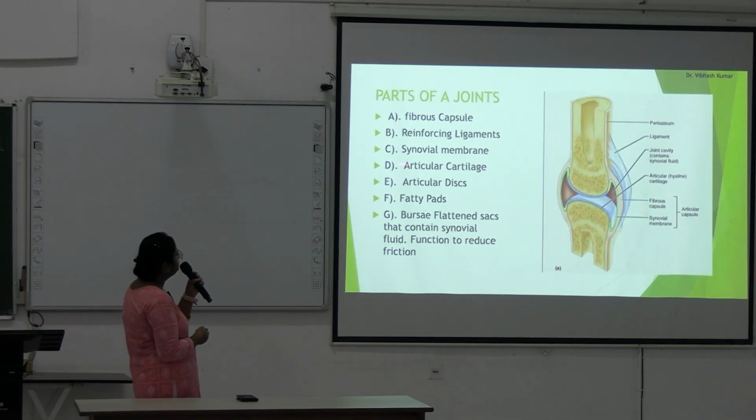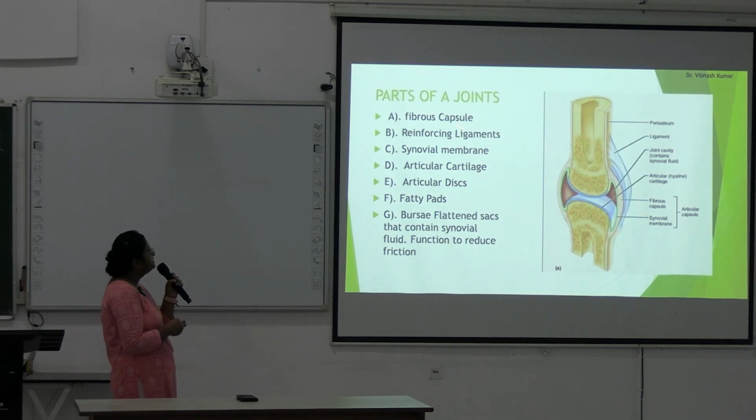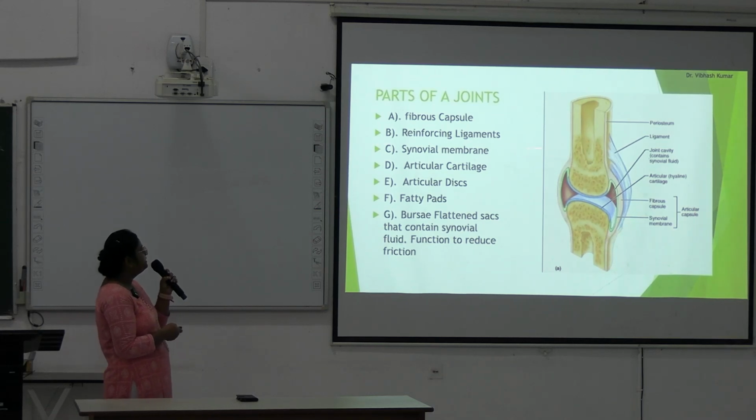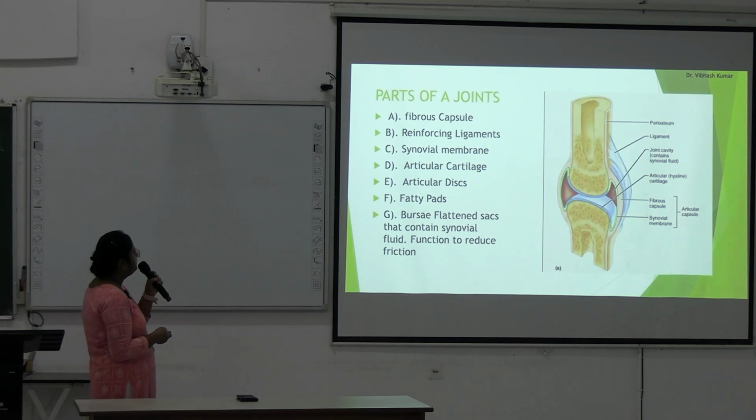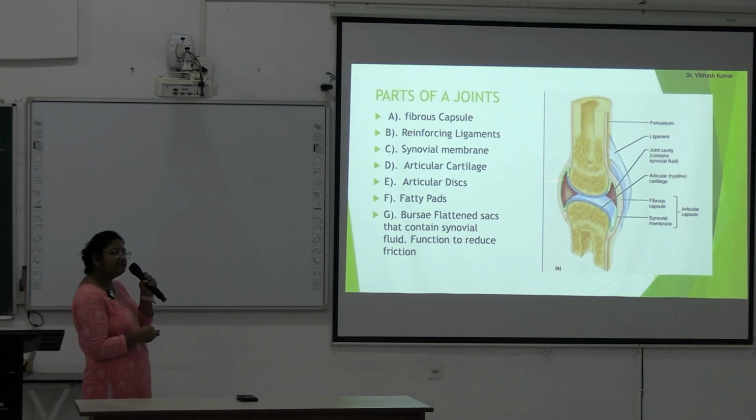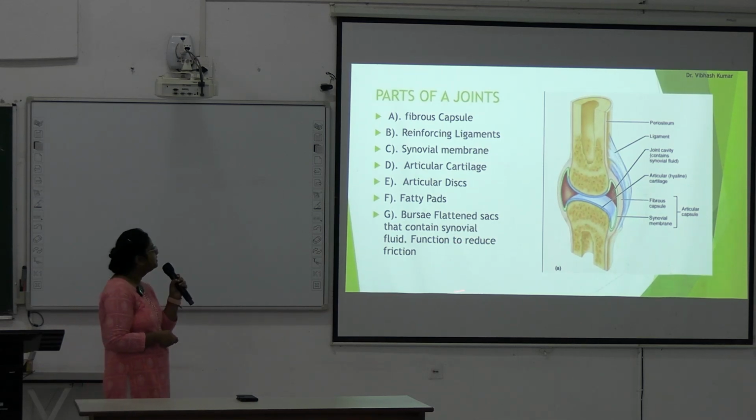So these are the different parts of the synovial joint: fibrous capsule, reinforcing ligament, synovial membrane, articular cartilage, articular disc, fat pad, bursa. What is a bursa? It is a flattened sac that contains synovial fluid and functions to reduce friction. We will discuss it in detail tomorrow.